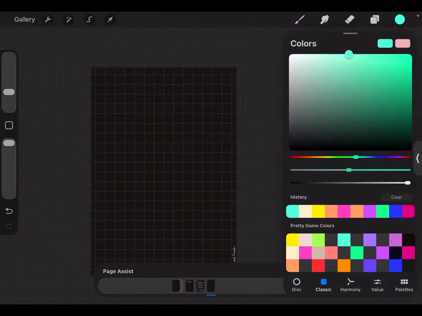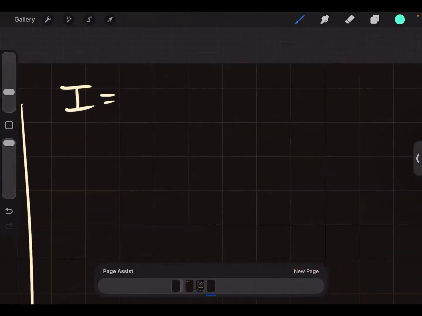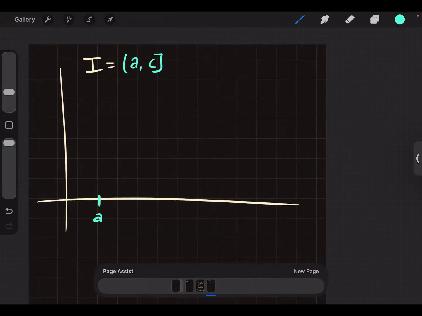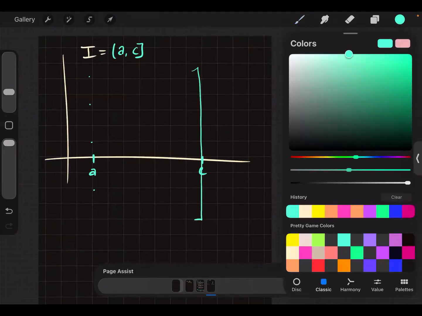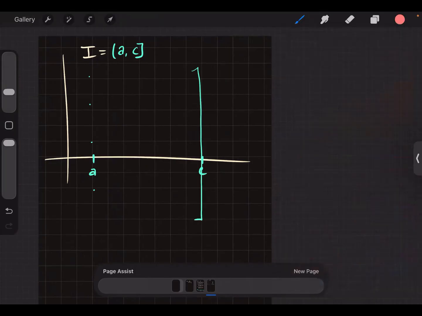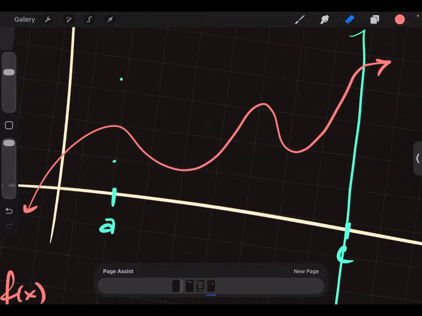Okay. So for example, right, let's say our interval I is equal to open A to closed C, right? Let's say A lives here, C lives here, open A looks like that, close C looks like that, and then let's say that f of x is going to be a function in orange. It's going to go something like that, right? And then off to infinity it goes, or whatever, right? Obviously, this right here is going to be open, not a problem.